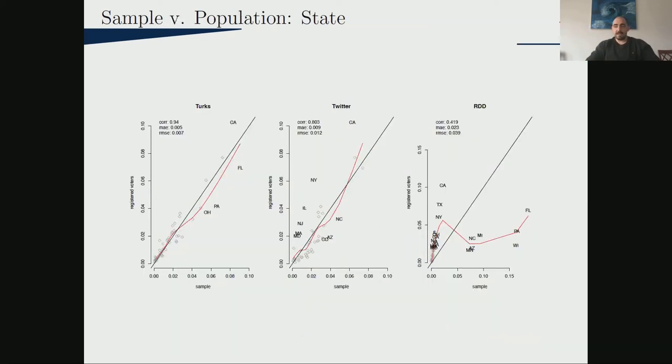Okay, so a quick exploration of how these data look compared to the population. When it comes to states, obviously the random digit dial polls are weirder in the sense that they way oversample swing state voters, but that's baked in the cake. This was the reason why these polls were run. They had more swing state voters. But when it comes to Twitter and Turks, actually it's pretty reasonable. The spread across states seems to be pretty reasonable.